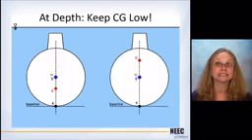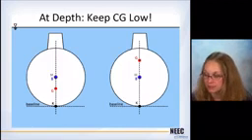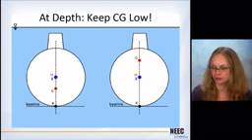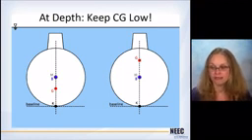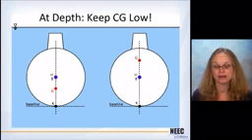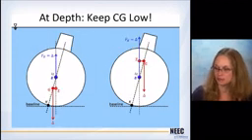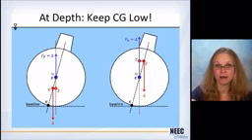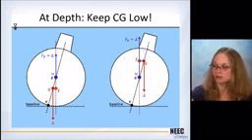One side note: when you are at depth, you need to keep the center of gravity down low. Here's what I'm talking about. You'll notice here that the metacenter and the center of buoyancy are at the same point when the submarine is at depth. So the submarine is going to rotate about its center of buoyancy.